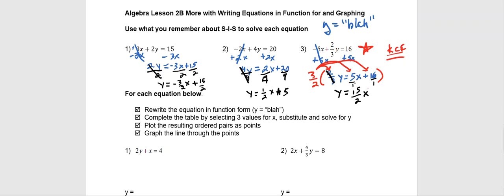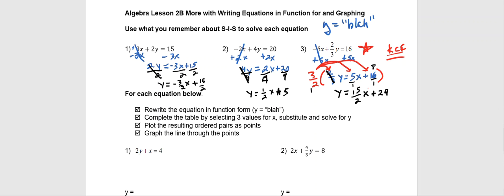3/2 times, I can think of that as 16/1. Well, I should be able to see that I can cross-cancel the 2 with the 16. That's going to become an 8 here. That's going to become a 1 there. And then I can multiply numerators and denominators across. So 3 times 8 is plus 24/1. So this becomes y equals 15/2 x plus 24.